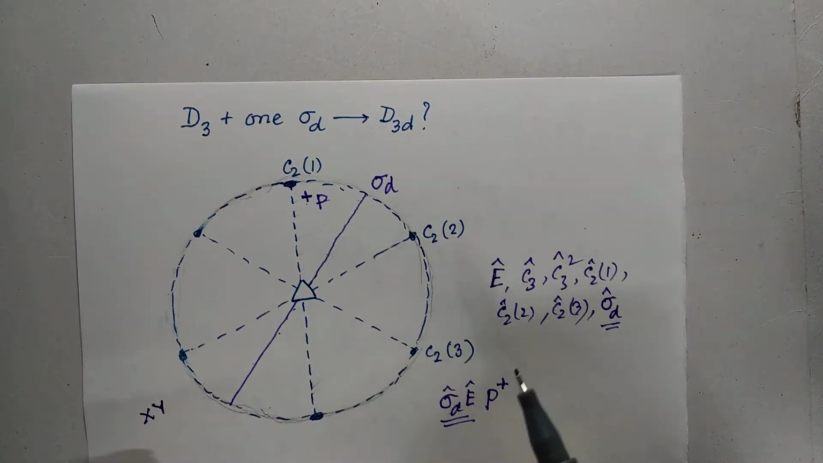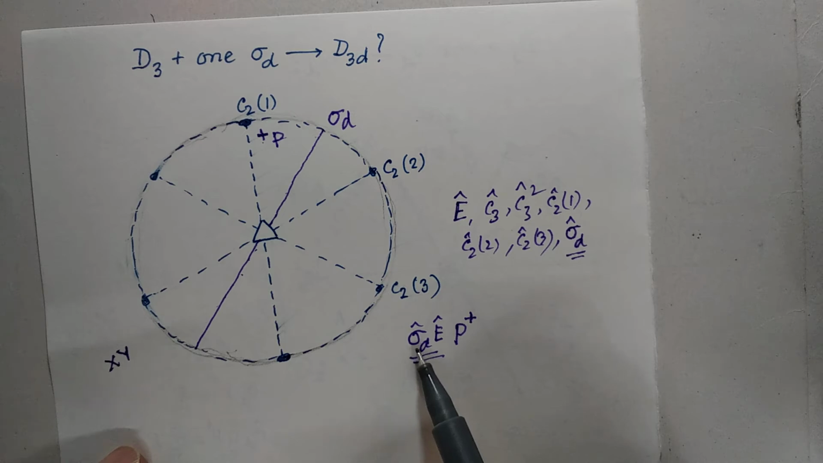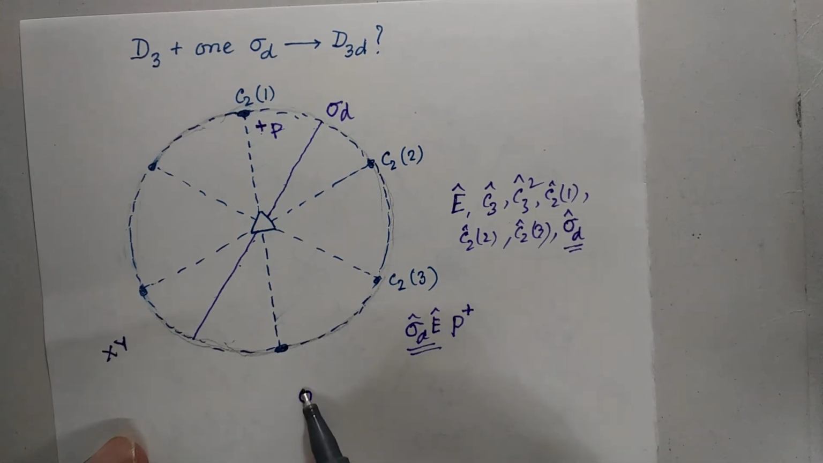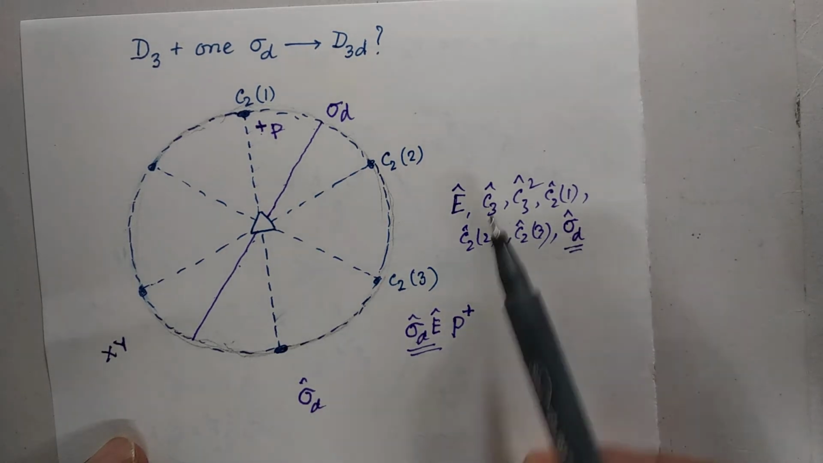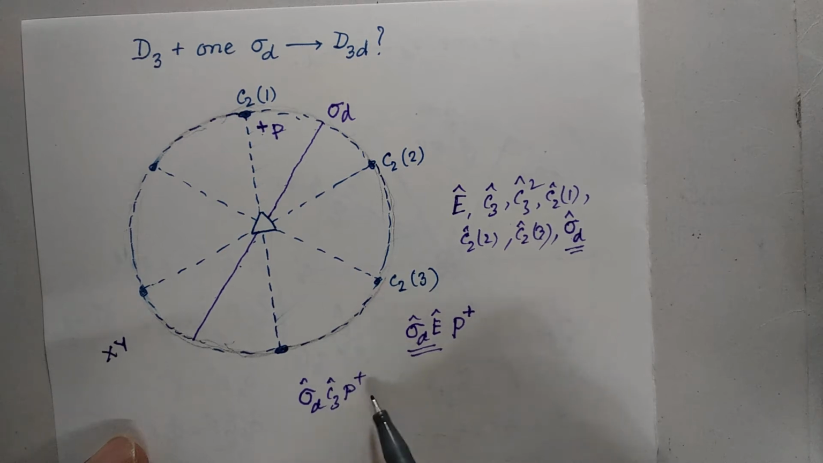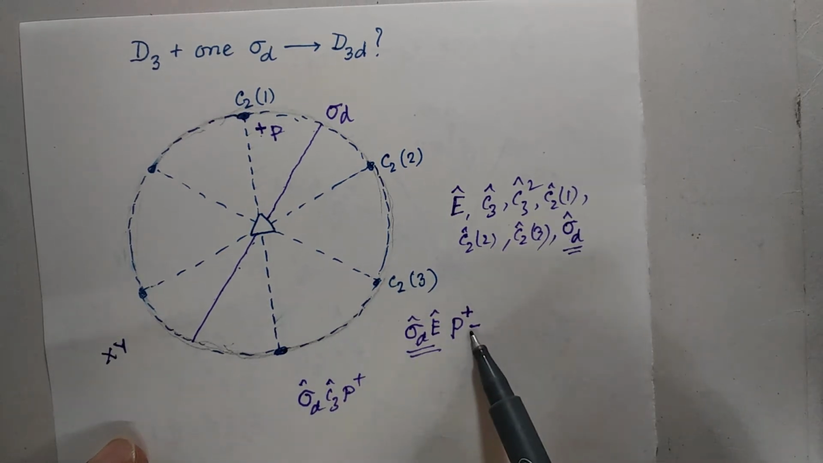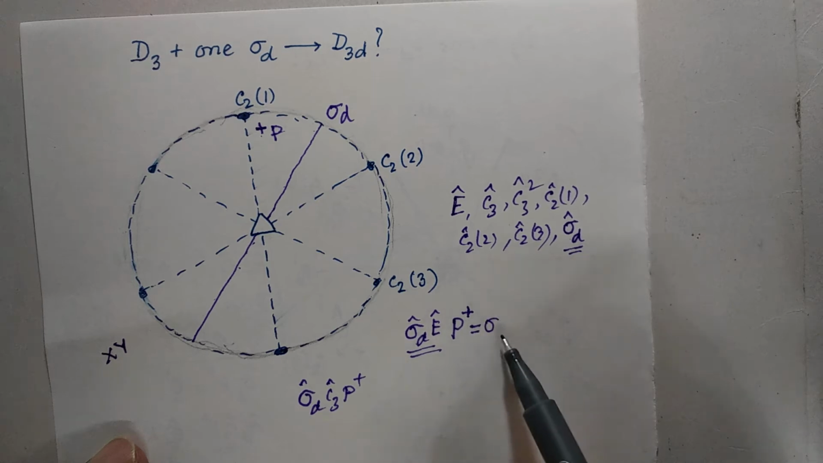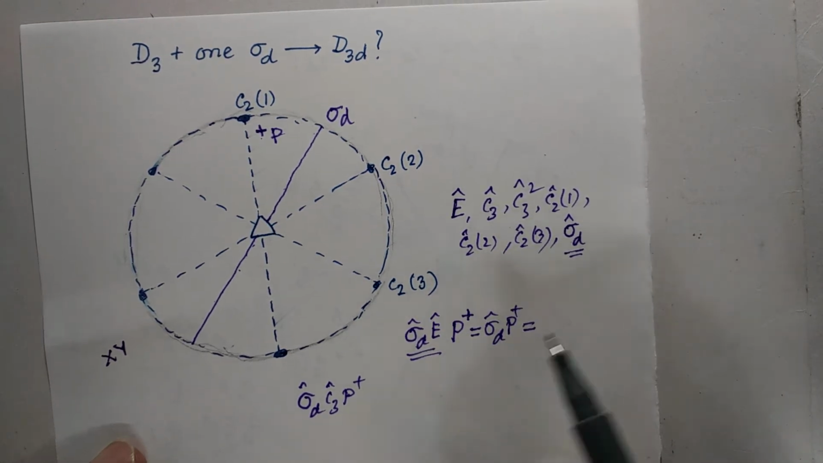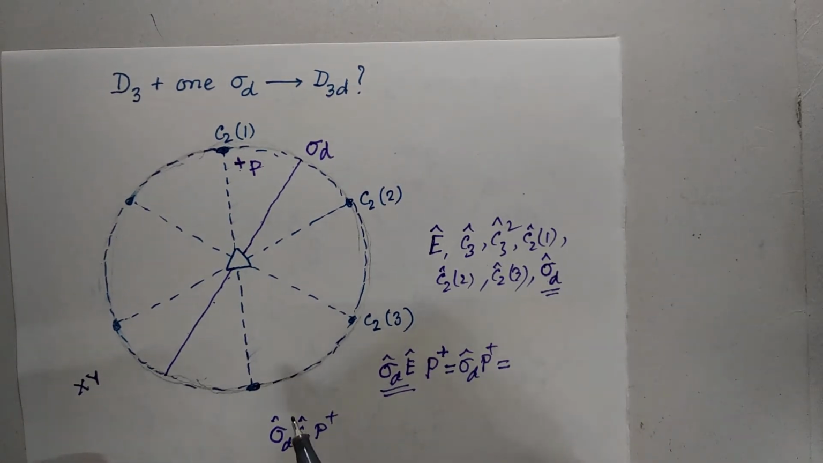We will see what happens when sigma D E is applied to P plus. Then again we will see what happens when sigma D C3 is applied to P plus, and so on. What happens here? This means sigma D on P plus. This is equal to what?